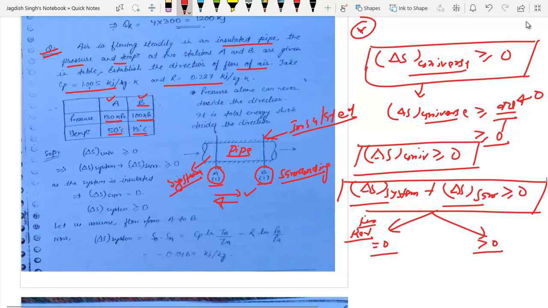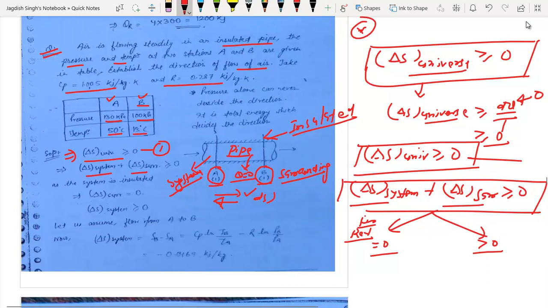So this is already written here. Del S of universe is greater than or equal to 0. This equation number 1 I have already explained here. The universe consists of system and surroundings. Since we know that this pipe is insulated, that means there is no heat transaction. This Q is 0. There is no heat addition in the surroundings.